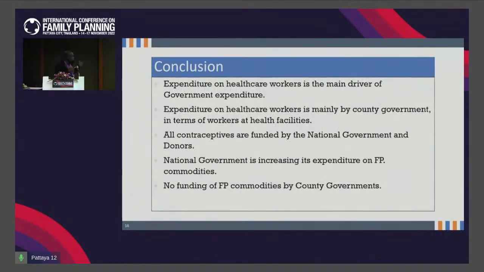To conclude, based on our results, a lot of the expenditure which we have seen is mainly on healthcare workers. And that is mainly from the county government. And all the contraceptives currently are funded by national government and donors. Of course, we have not presented the results for the donors. And of course, we have seen in recent years increasing government expenditure.